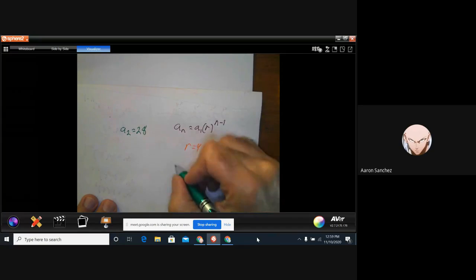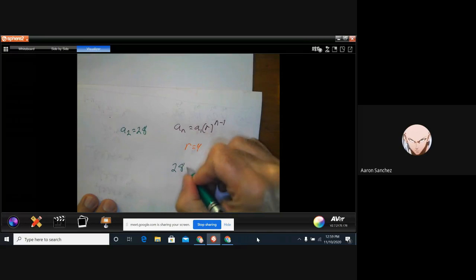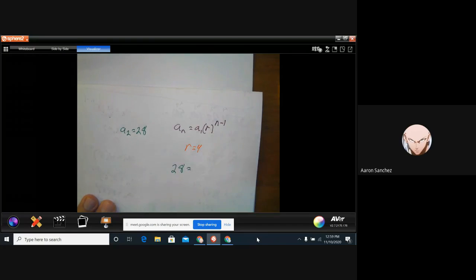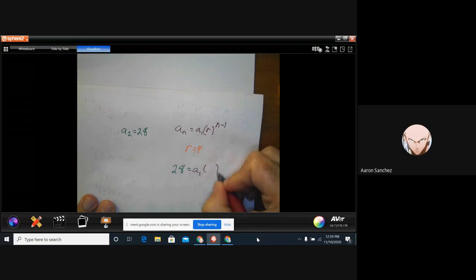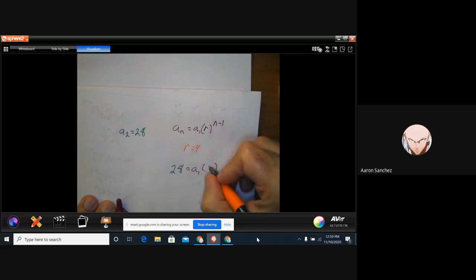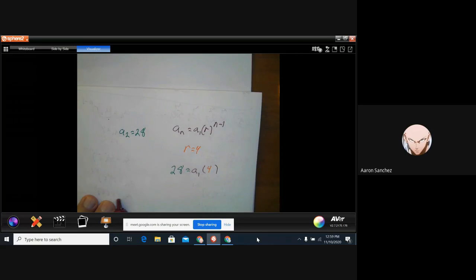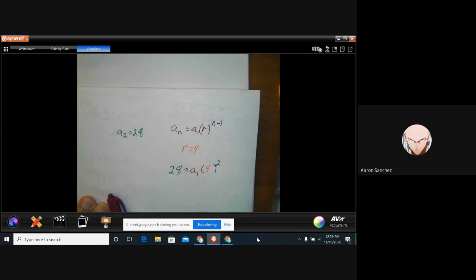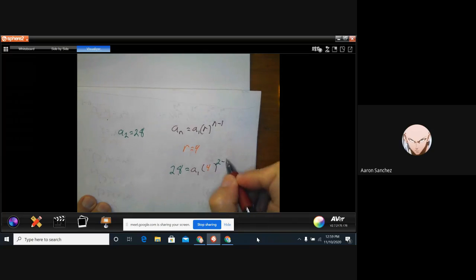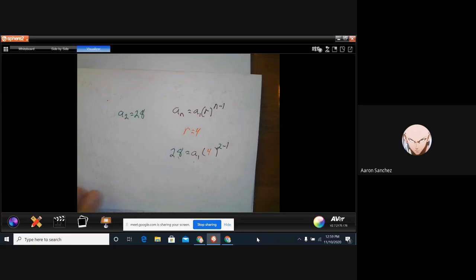So instead of a to the n, we're going to say 28 equals a to the 1 times r, which is equal to 4, so 4 times, since I'm plugging in my 28, my n is going to be 2, so it'll be 2 minus 1. So the green, I plug in the green and the orange. That's going to allow me to solve for my a to the 1. So all we have to do now is simplify. Let's clean it up. Easy.